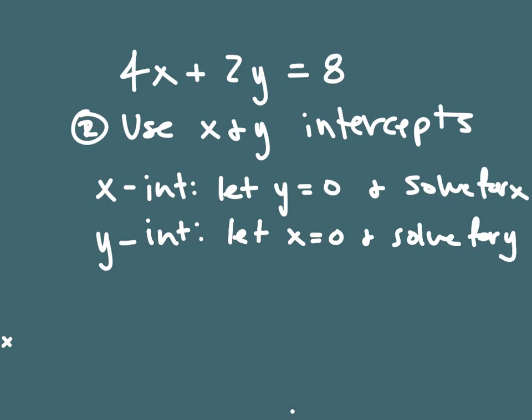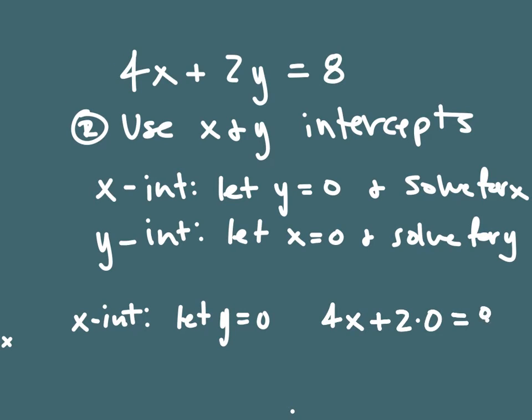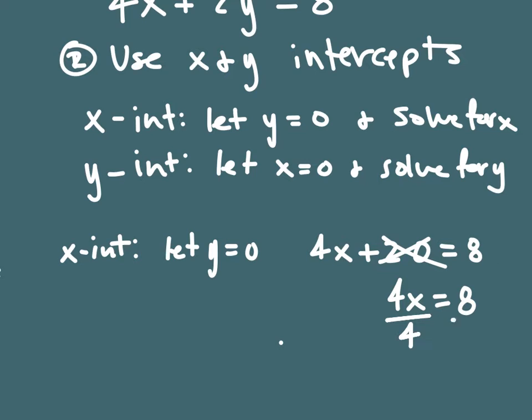Okay, so given this equation, I'm going to do my X-intercept first. If I let Y equal 0, I'm going to substitute 0 into my equation up here. So I'm going to get 4x plus 2 times 0 is equal to 8, and I'm going to solve this equation for x. Now 2 times 0 is just 0. That cancels out, and we've got 4x is equal to positive 8. From there, I'm going to divide everything by 4, and I'm going to get that x is equal to 2.